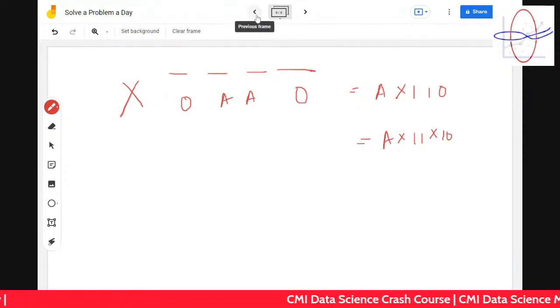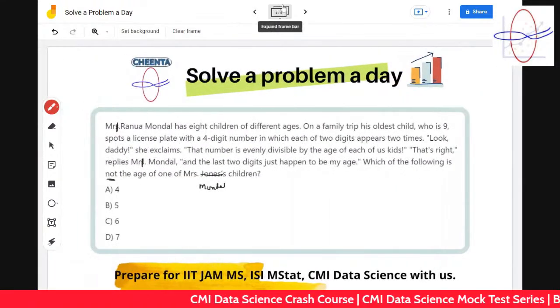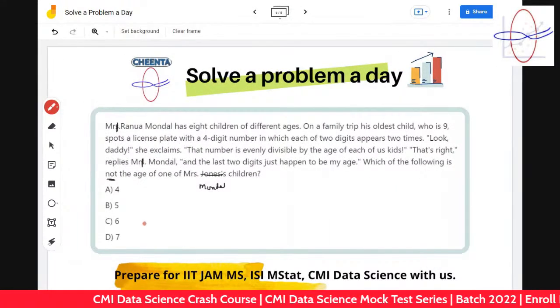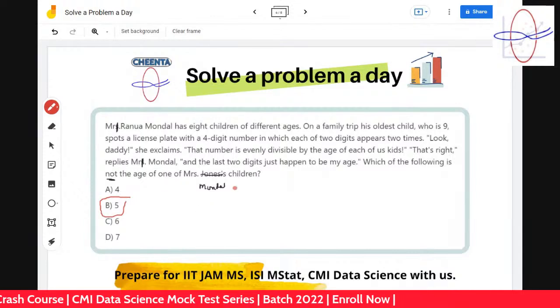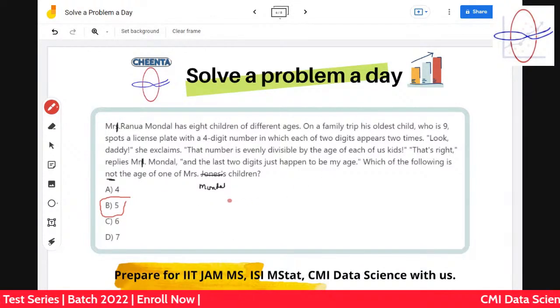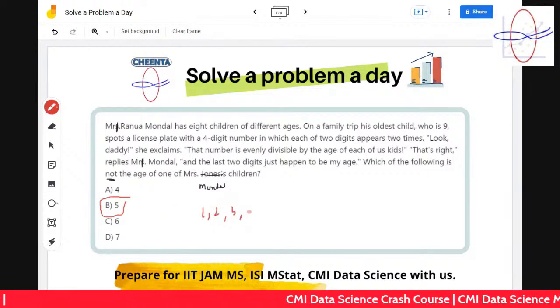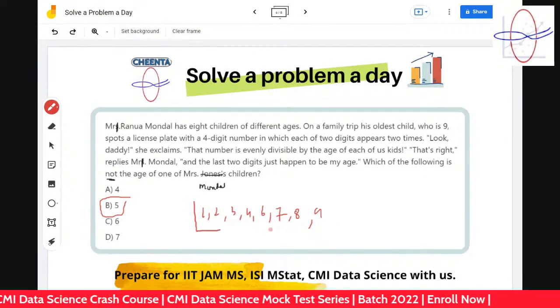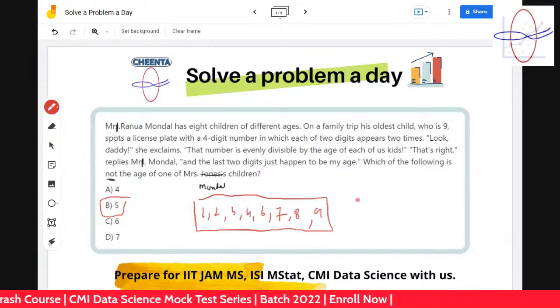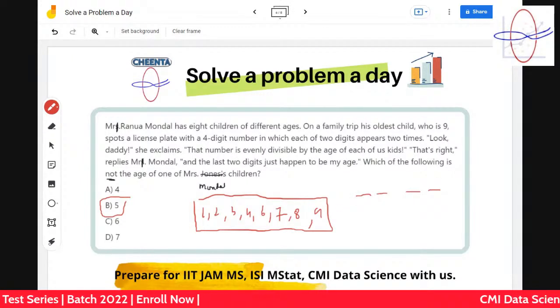Beautiful problem, I guess. So 5 is not one of the possible ages, and the rest all are possible. And the exercise is to find out the number. So find out which number this is. 1 2 3 4 6 7 8 9 divides that number, and also the last digit is Mr. Mondol's age. So you can find out which number that is. That's an exercise for you, so find it out.